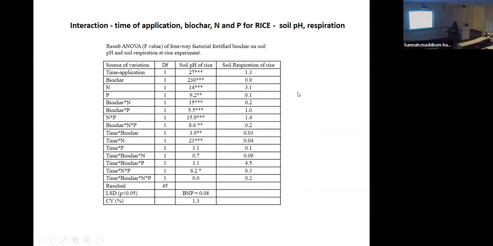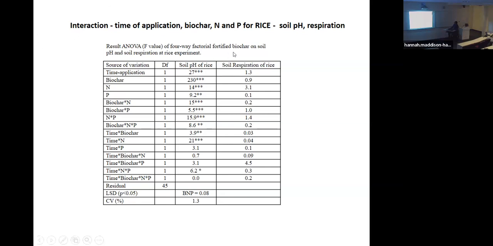In this study, I also found that biochar application did not affect soil respiration. Probably this is due to the amount of biochar used in this study being very low, only 3 tons per hectare, compared to studies conducted elsewhere, between 40 and 100 tons per hectare. So this is probably the reason.